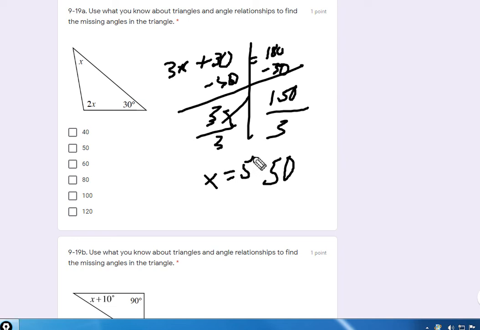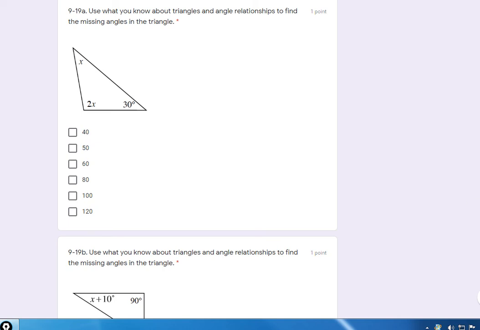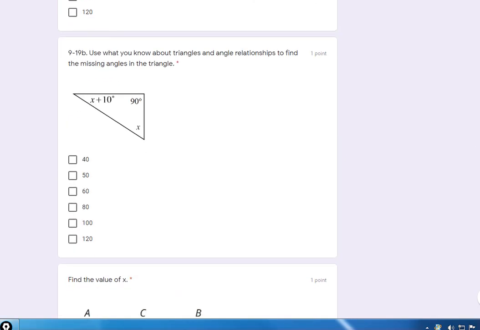Okay, so I know x is equal to 50. Understanding that this side right here is 50, which means this is 2x. This has to be 2 of those 50s, which is 100. It says, use what you know about the triangle to find the missing angles. So we know we have a 50 and we have a 100. Okay, here we go. You could pause if I went too fast there, just go back and pause it. Okay, next one is use what you know about the triangle.